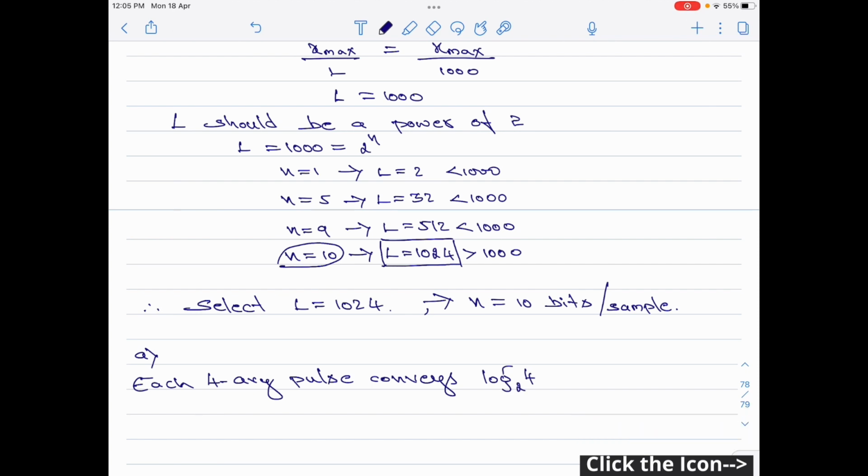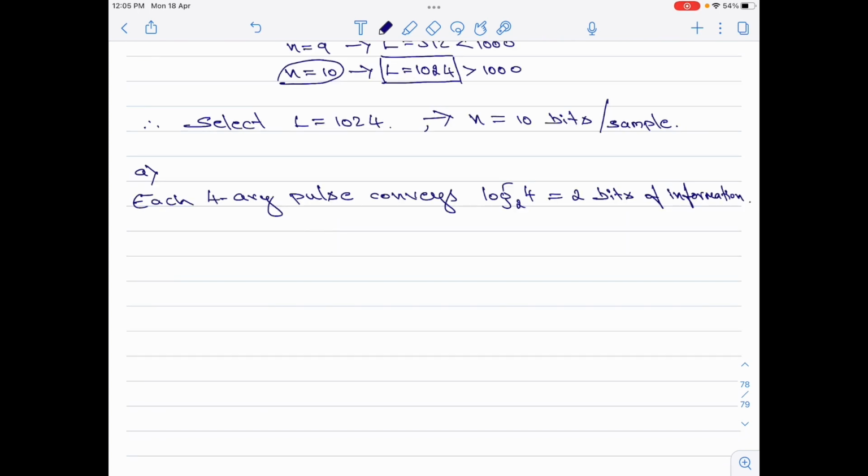We know that log 4 to the base 2 is nothing but 2. So, each 4-array pulse conveys 2 bits of information. Once we find how many bits of information are conveyed per each 4-array pulse, we can now find the minimum number of 4-array pulses required to encode each sample by simply dividing the number of bits by the number of bits of information conveyed per each 4-array pulse.